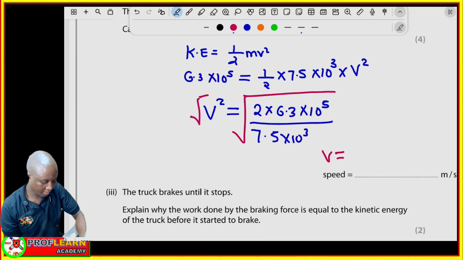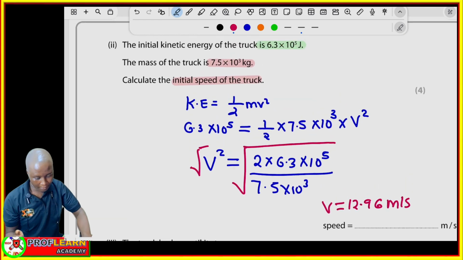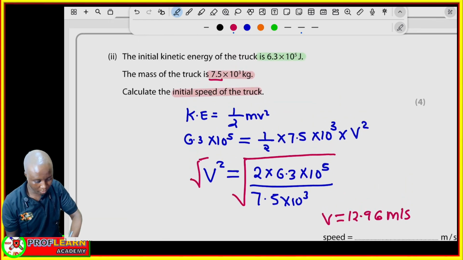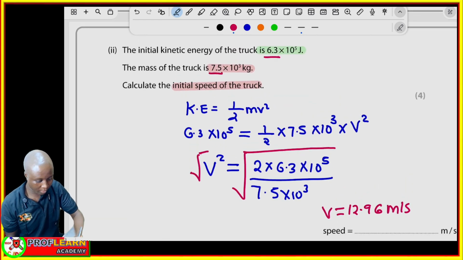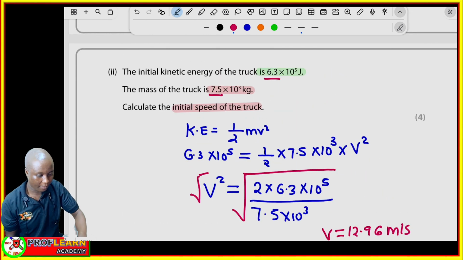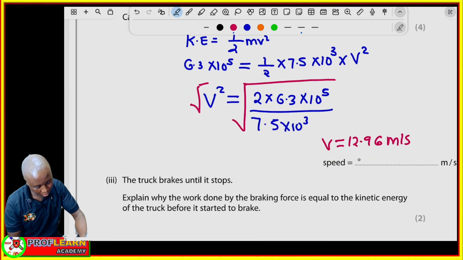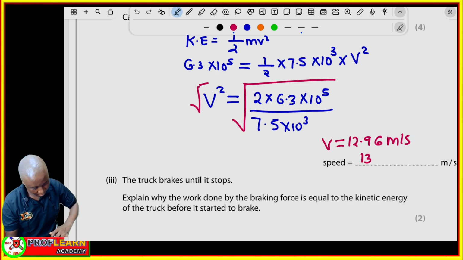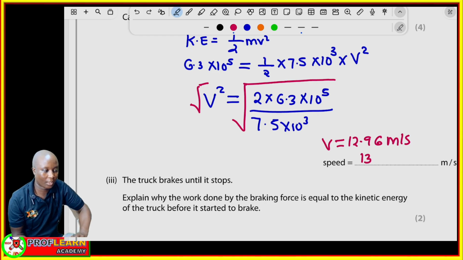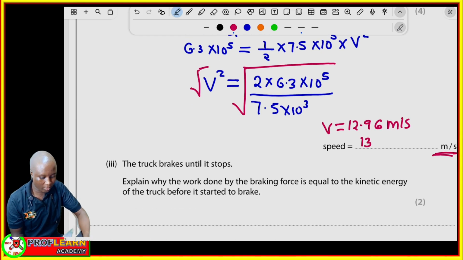12.96 is our answer, meters per second. Since the raw data was provided in two significant figures, we need to give our answer in two significant figures as well. So that is going to be 13 meters per second. We don't write the units there because the units were already given.